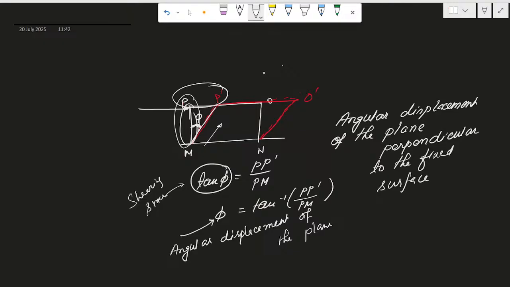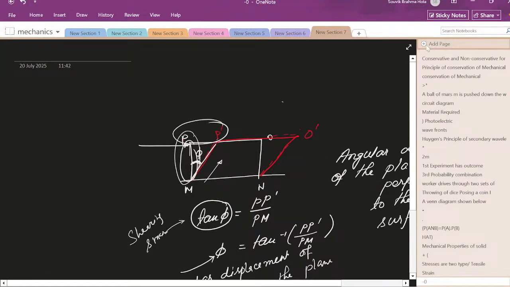Okay. Now here comes a very well celebrated law in this chapter on mechanical properties of solids, that is known as Hooke's law. It is a law which gives you a relation between stress and strain, and also gives you a new concept of modulus of elasticity. So what Hooke's law basically says, Hooke's law has a statement.